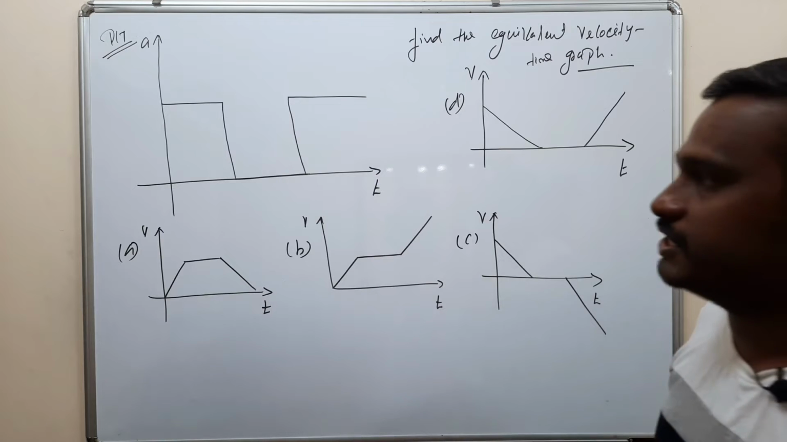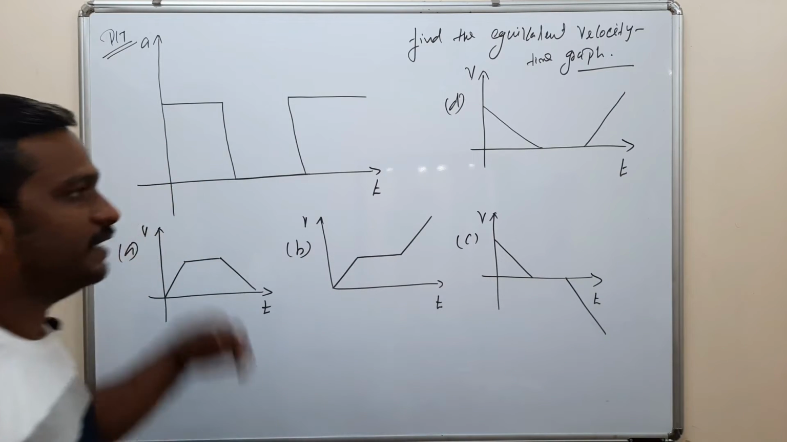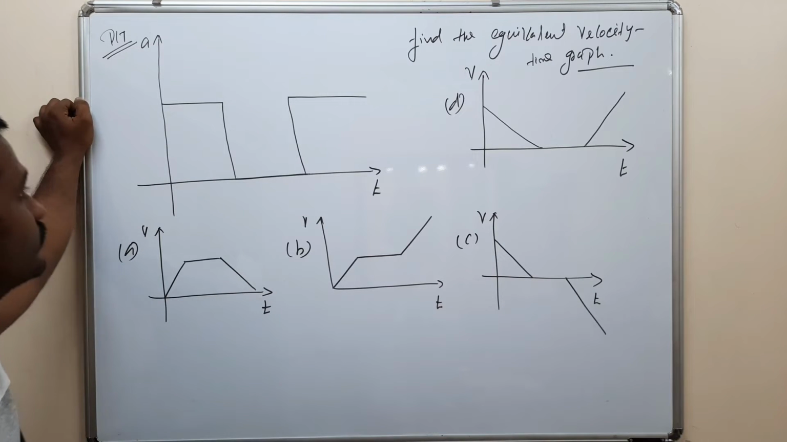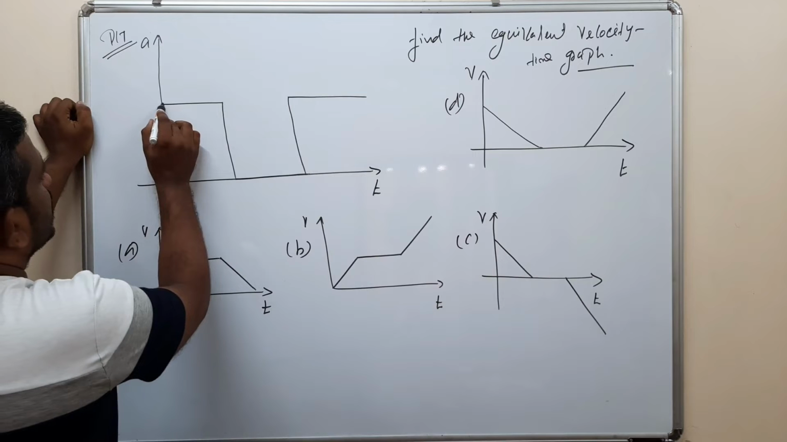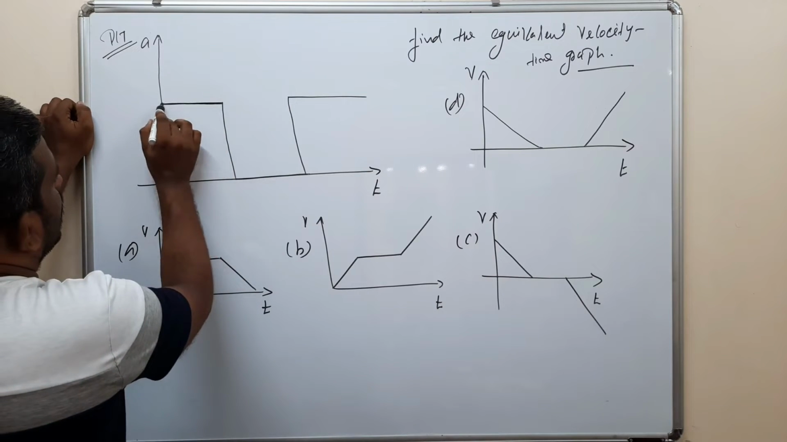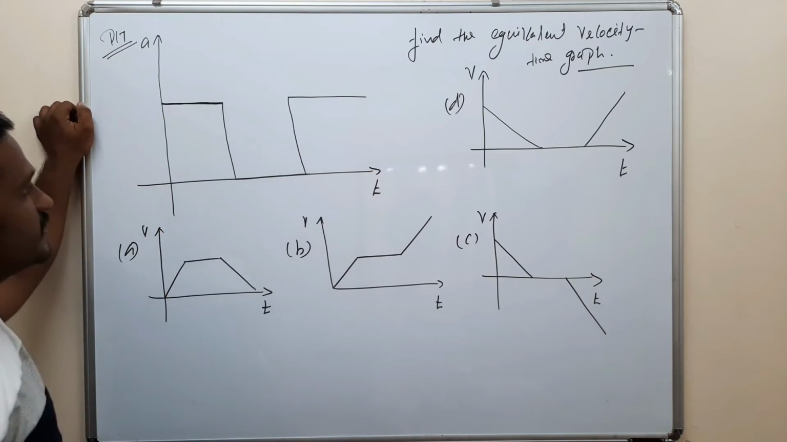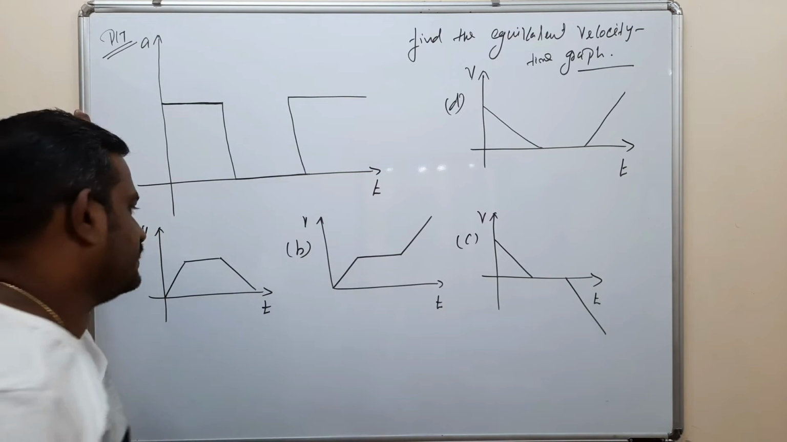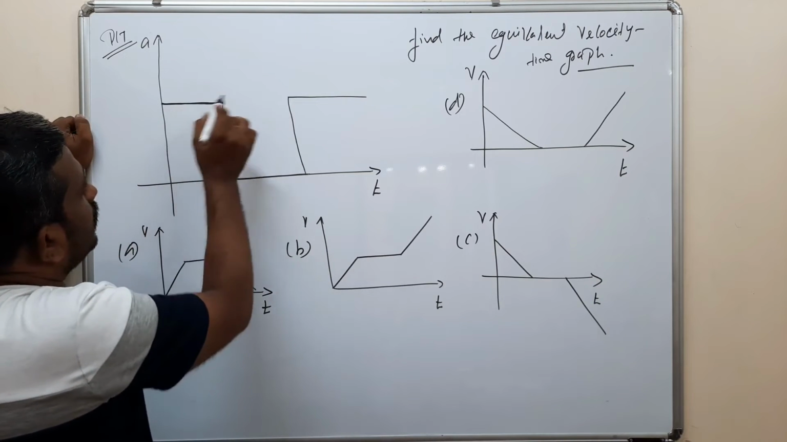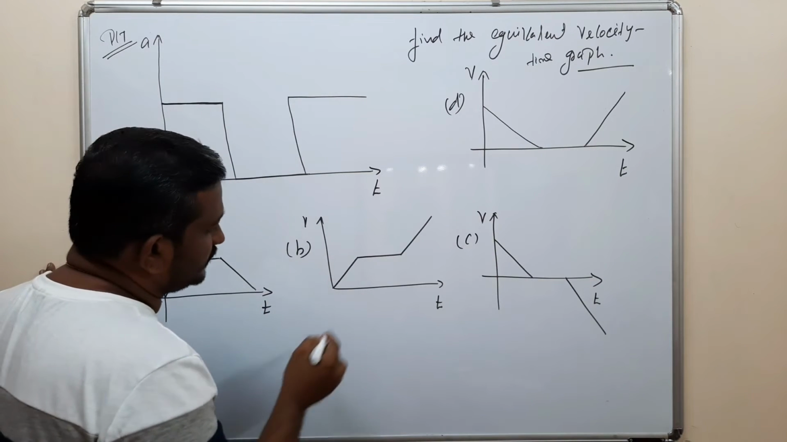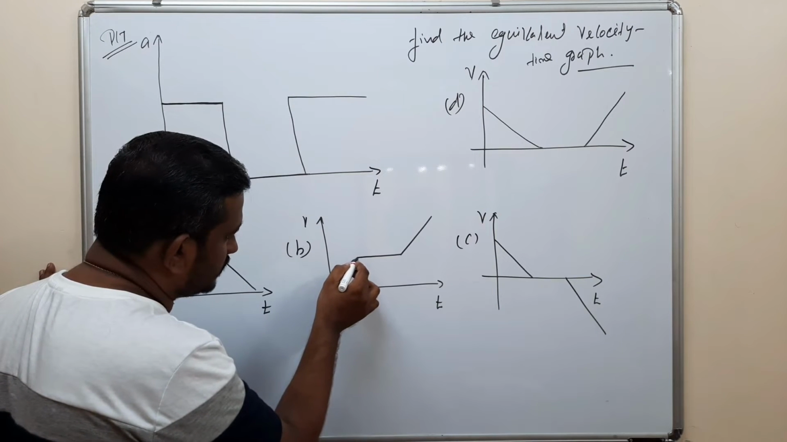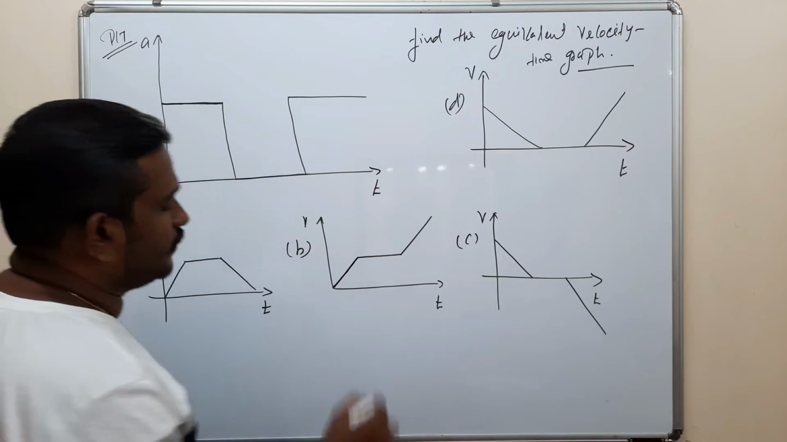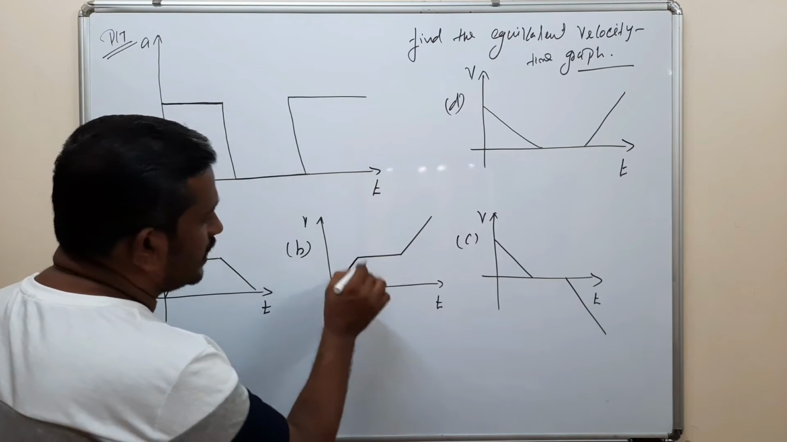So this is the acceleration-time graph, and we have to find the equivalent velocity-time graph. Here the acceleration is constant. We know that the slope of the velocity-time graph is acceleration. So for constant acceleration, the slope must be constant. For each and every point, if you find the slope, it is constant.